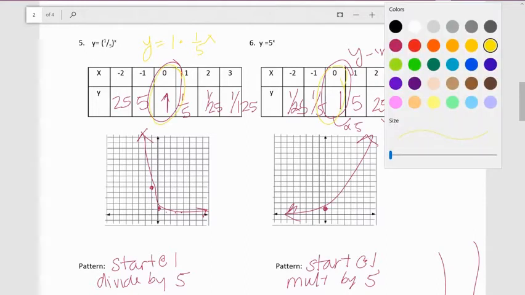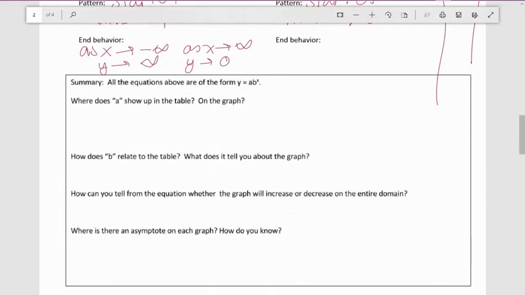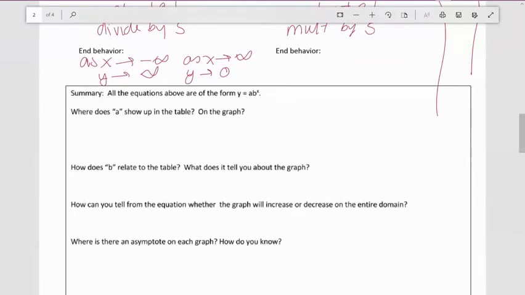So where does a show up? Okay. A is the y-intercept, or where it starts. And what I mean by where it starts is it shows up in the table. A equals y-intercept.